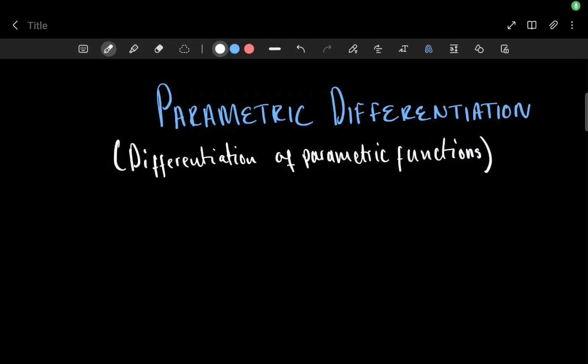So now let's look at the last concept, which is going to be concept number 7. And it's going to be now the differentiation of parametric functions, or we can say parametric differentiation. Okay, what is a parametric function? Parametric functions, these are special curves.